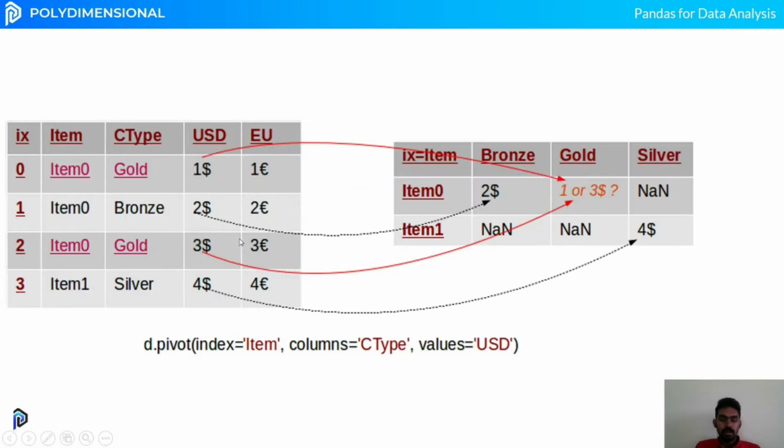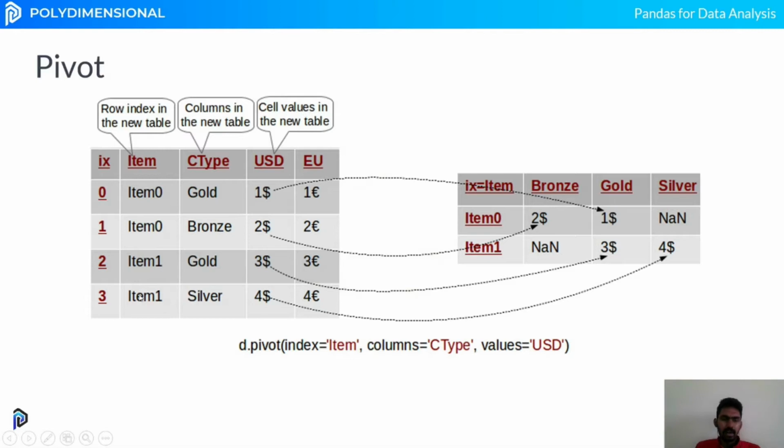What pivot does is, this is the data frame that we have right now. I can select an index and a column. It can be one column or many columns. It chooses the index that we want, and we also give the column that we require. Here we are choosing the index to be item and the column to be C type. These two are taken as an index and column. With these combinations, we'll see in which bucket the values actually come.